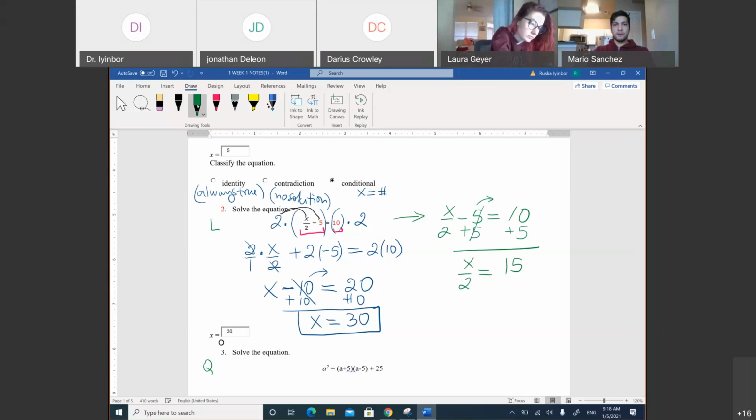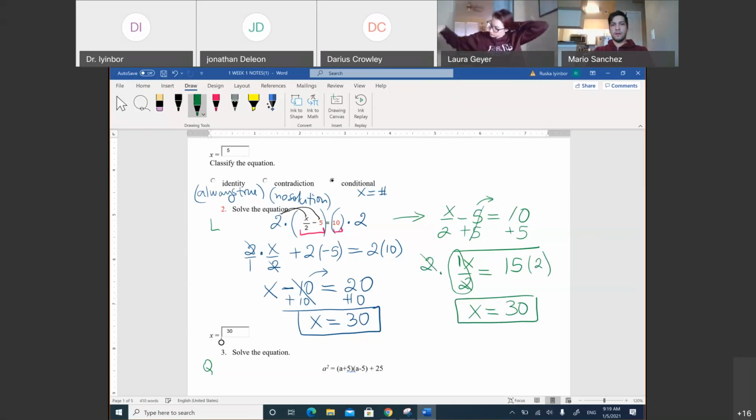And now here you have to get rid of the 2 in the denominator, right? Technically, divide by the number in front of x. In front of x, you have 1/2, right? 1 over 2. So dividing by 1 over 2 means multiplying by the reciprocal, which means multiply by 2. So I'm going to multiply by 2 on both sides. And 2 up and 2 down cancel. So I get x equals 15 times 2, which is 30 again. So you're going to get the same answer no matter how you do it. Okay? Any questions?